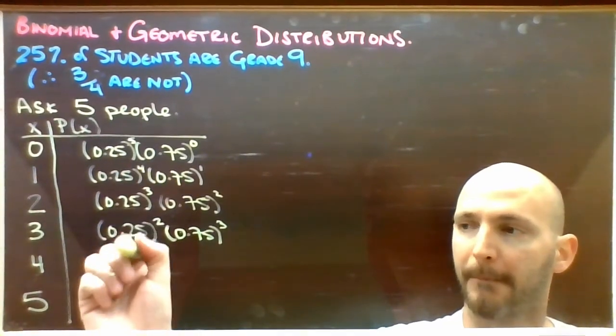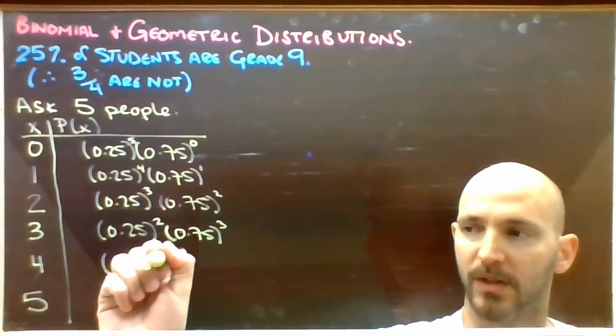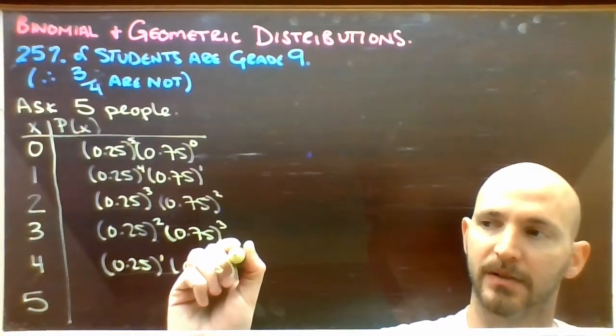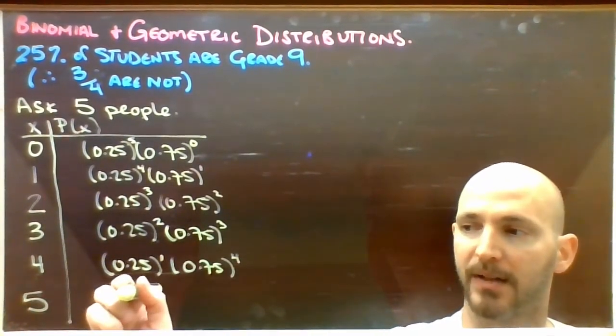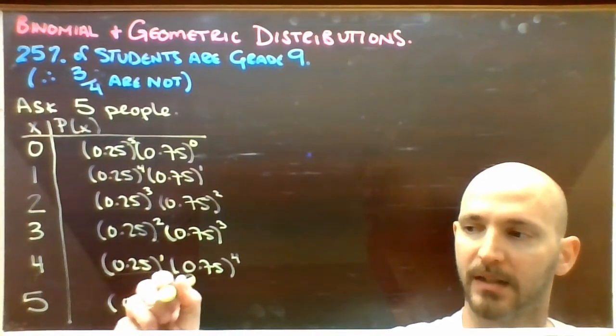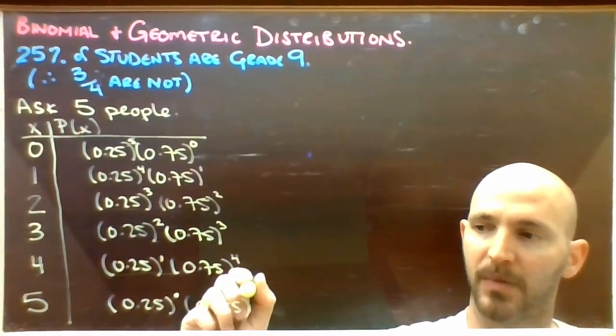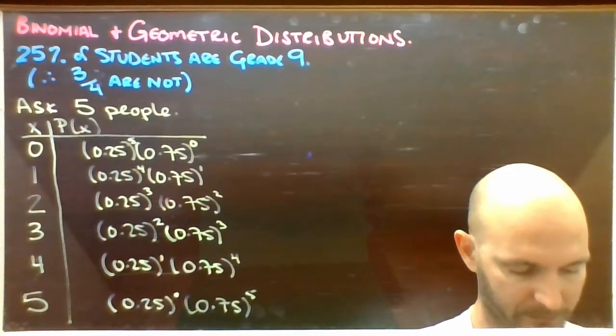Four means there's only 1 grade 9 and 4 people who are not. And if I find 5 people not in grade 9, then none of them are in grade 9 and they're all in this pile here. Lovely.